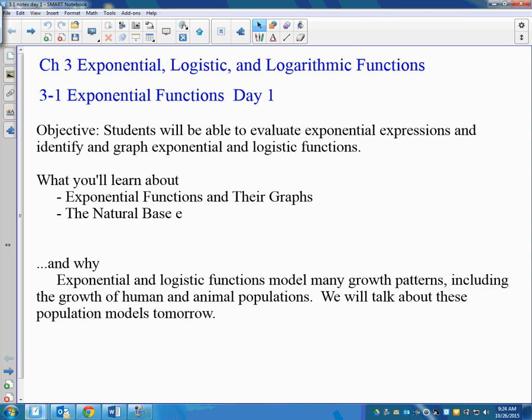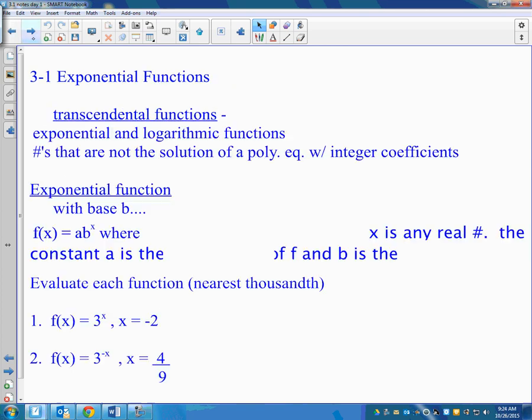But before we talk about logarithms, we're going to talk about exponential functions. And I wrote most of this for you, which is so nice. Normally I don't print these out for students. Exponential functions are called transcendental functions, meaning that they're not really very nice numbers.